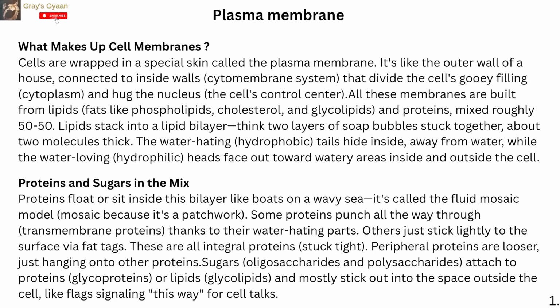Our today's topic is plasma membrane. So, let's get started. First question is, what makes up cell membranes? Cells are wrapped in a special skin called the plasma membrane.